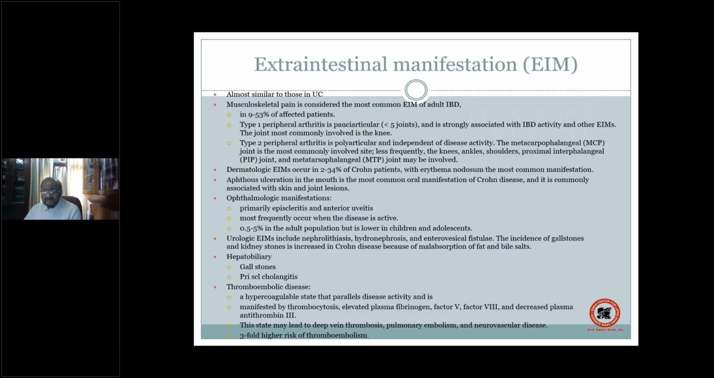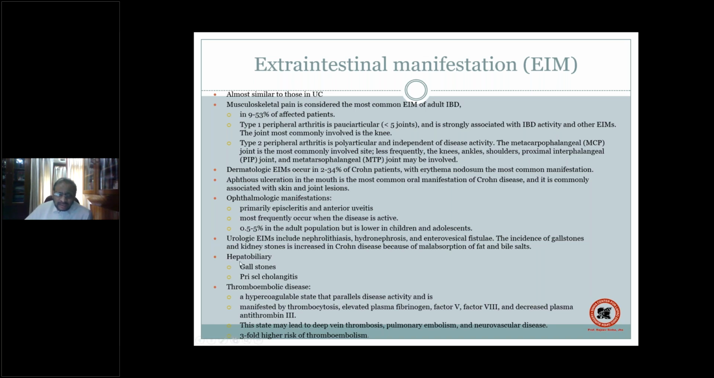Now, the extraintestinal manifestations are also important. I wouldn't be going through the whole list, but just remember that these are similar to ulcerative colitis. What you have to remember is the musculoskeletal pain, the dermatological manifestations, the aphthous ulceration of the mouth, and the ophthalmological manifestations. So it is almost the whole body which is involved.